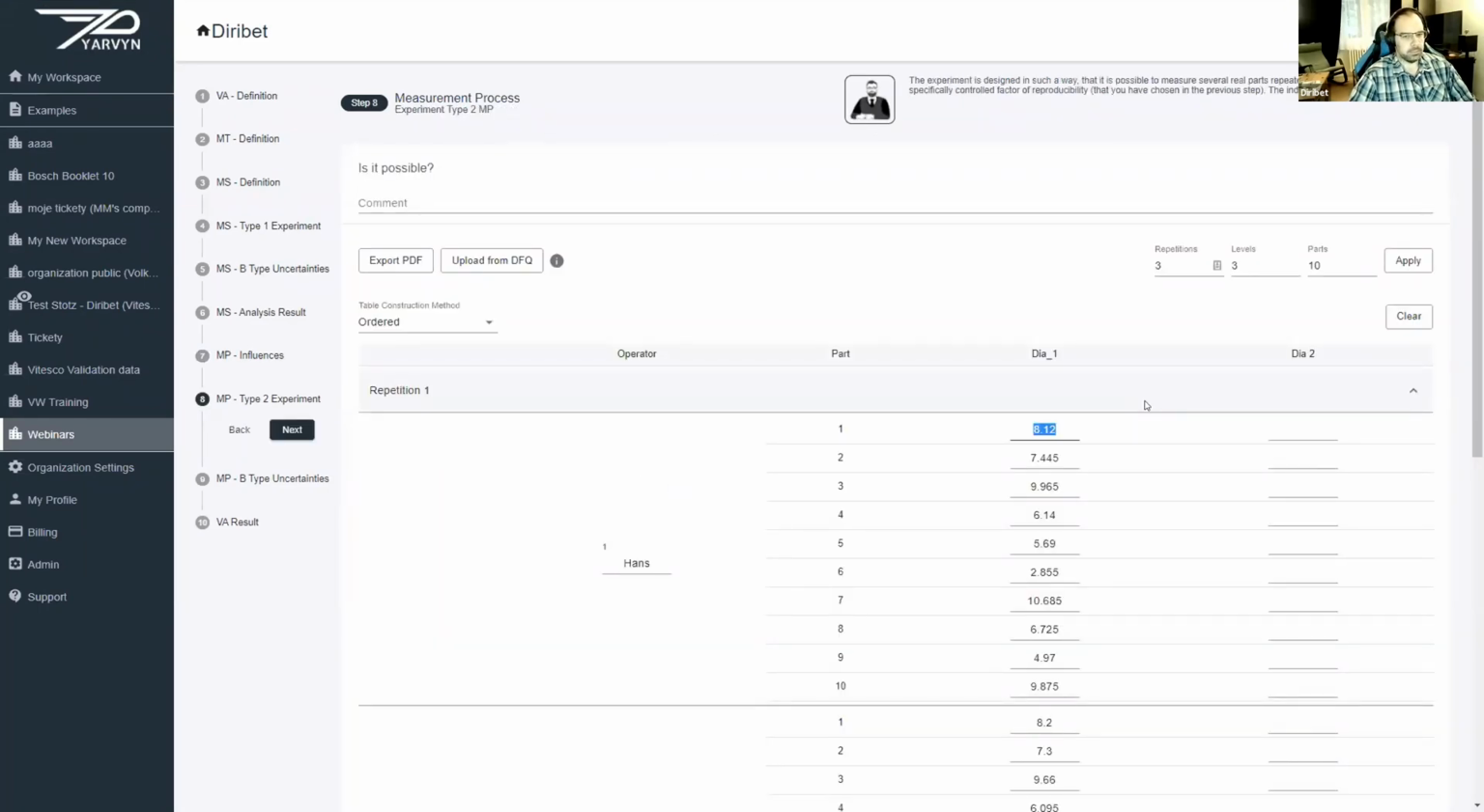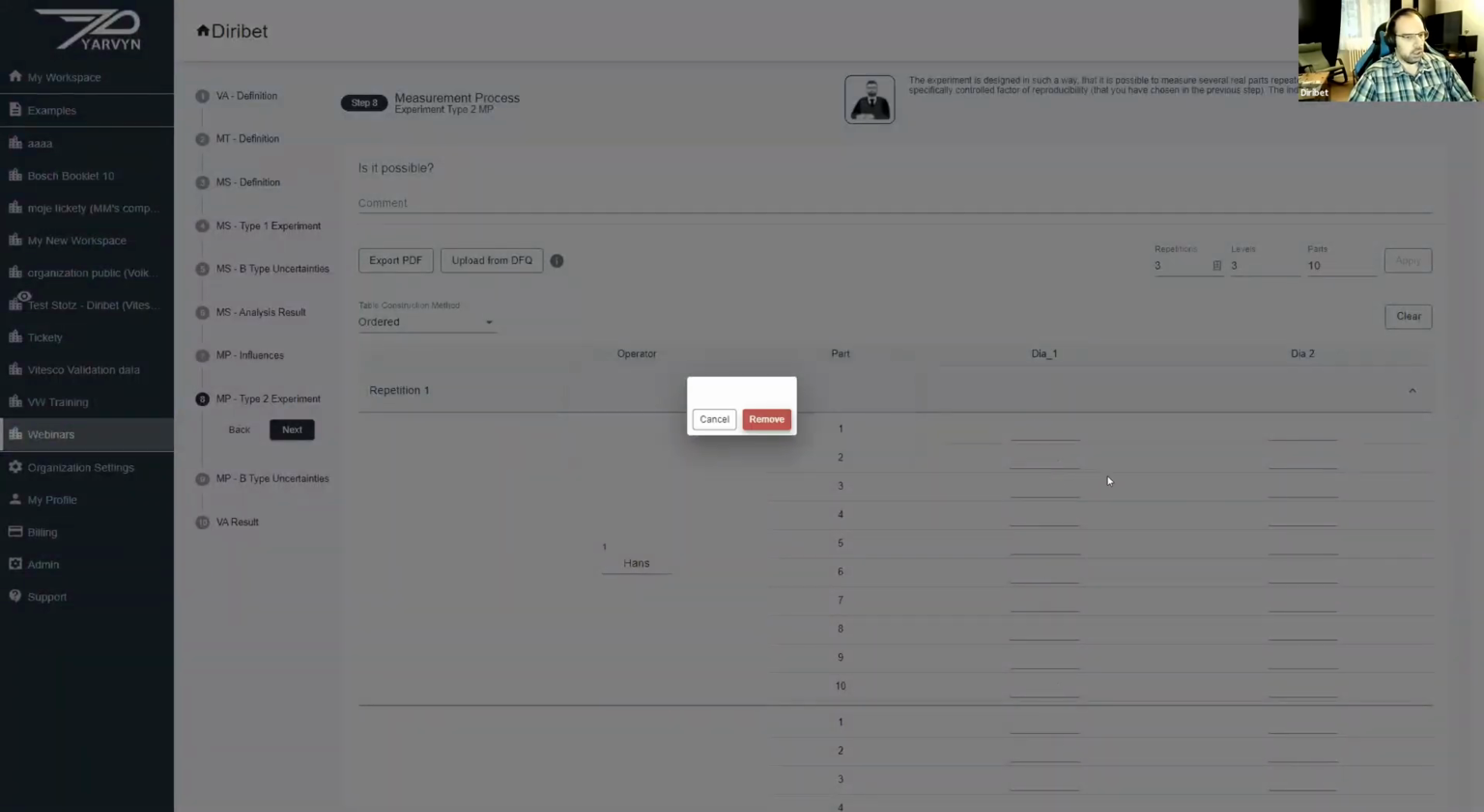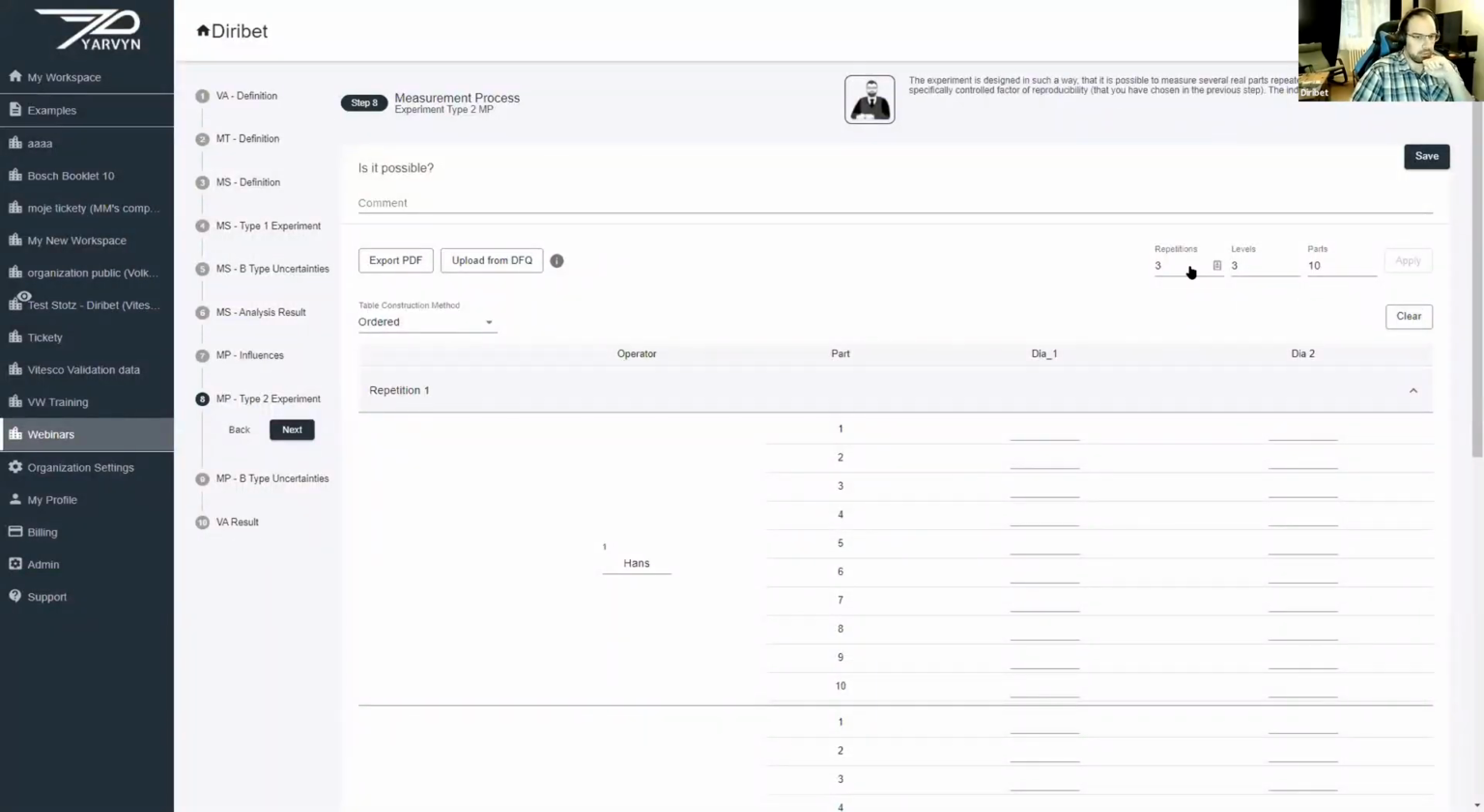Here I just clear the data. The first thing you have to do is to select how many repetitions, how many levels, and how many parts you will have in your experiment. This is completely up to you. You can go from a simple experiment to big experiments like I have here.